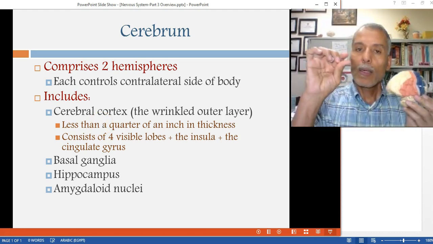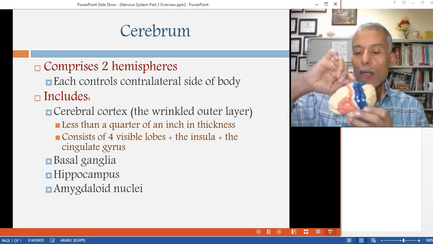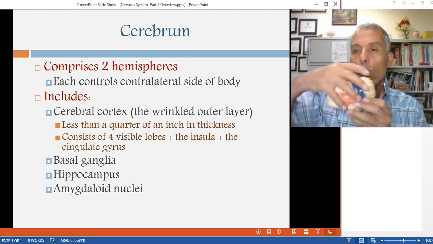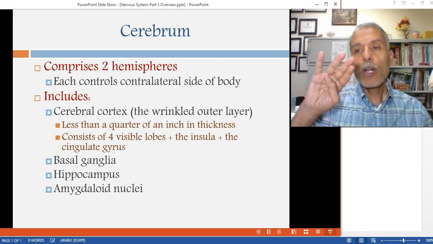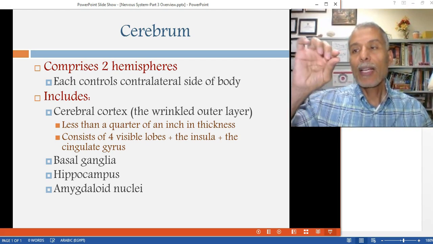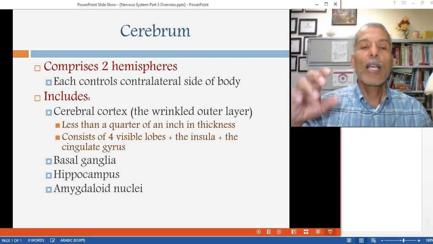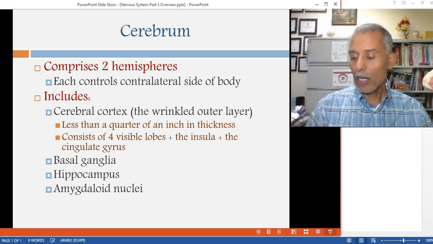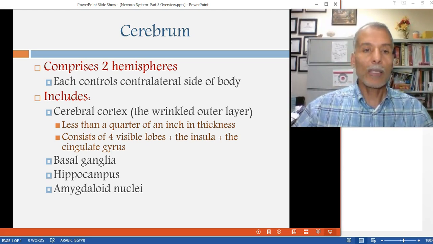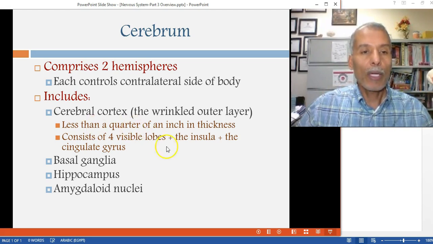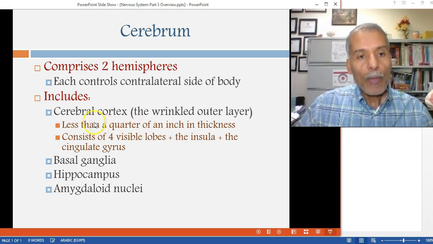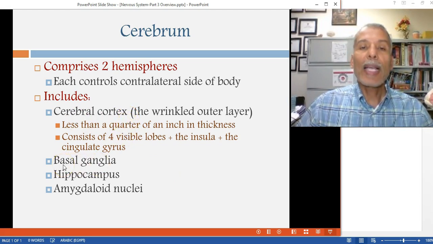That layer on top is 4 millimeters thick. Very, very small, yet it has 6 layers, and it has basically most of the cell bodies. So the cerebral cortex, and then it has the basal ganglia.